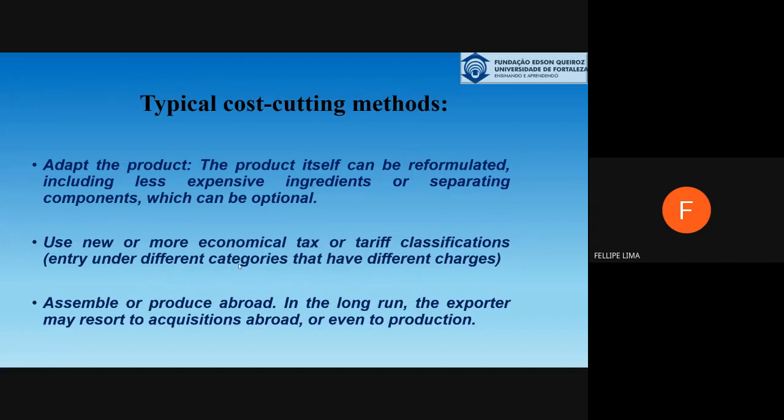Assemble or produce your product abroad. Open a company in another country. Try to reduce the costs in a country where the labor and the material you're going to use are cheaper than in your own country.